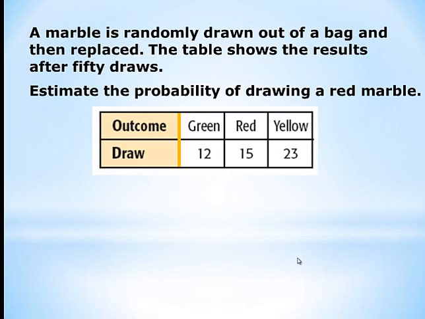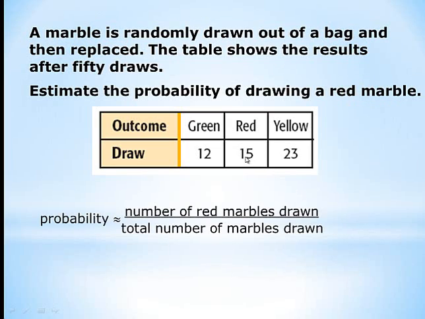Okay, so let's look at an experiment. A marble is randomly drawn out of a bag and then replaced. We did this 50 times. Here are the results. Green was 12, red was 15, yellow is 23. Now, how many times did I draw? 50. These all three should add up to 50. So now, what is the probability of drawing a red marble? 15 out of 50. Reduce that, 3 out of 10. So that's your experimental probability.